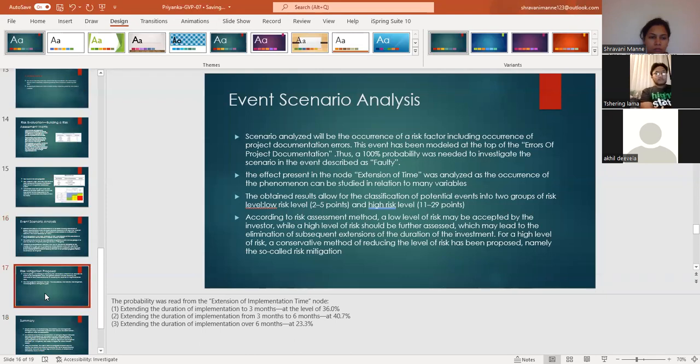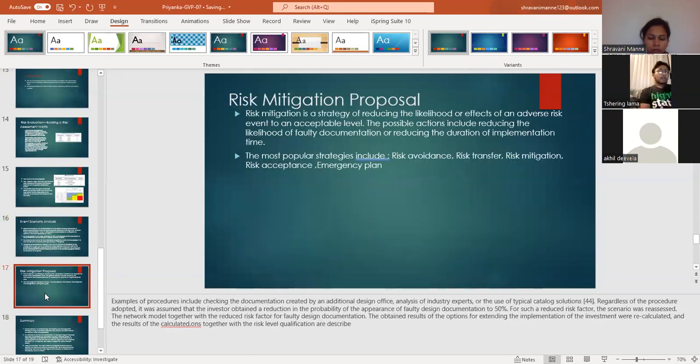Risk mitigation proposal. Risk mitigation is a strategy of reducing the likelihood or effects of an adverse risk event to an acceptable level. The possible actions include reducing the likelihood of faulty documentation or reducing the duration of implementation time. The most popular strategies include risk avoidance, risk transfer, risk mitigation, risk acceptance, and emergency plan.